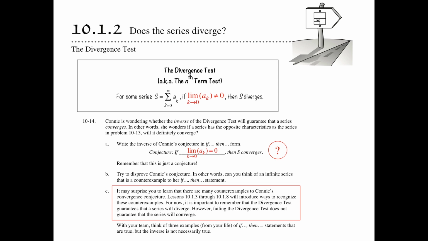So part C breaks the news that, well, it says, it may surprise you that there are counterexamples. The divergence test guarantees that a series will diverge. However, the inverse of the divergence test does not guarantee that the series will converge. It also tells them that the rest of the lessons in this section will focus on these cases where the nth term of a series is approaching 0, so the divergence test is inconclusive.